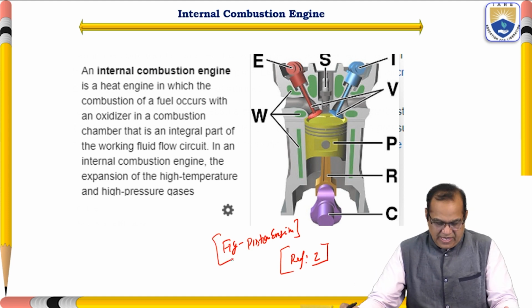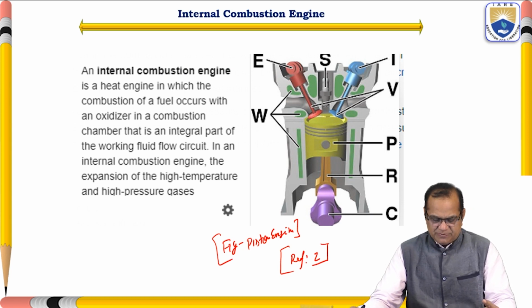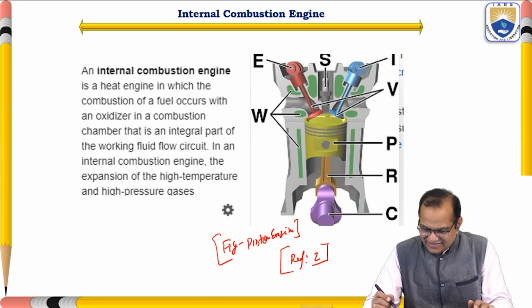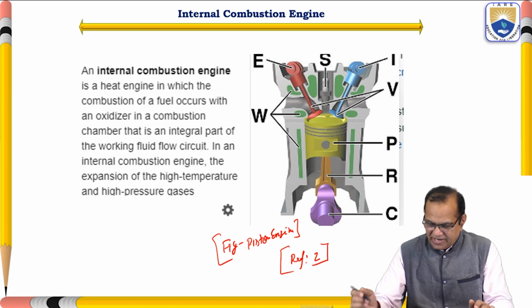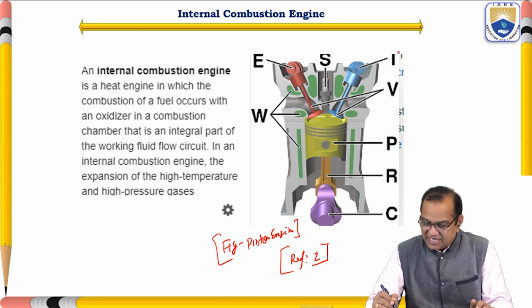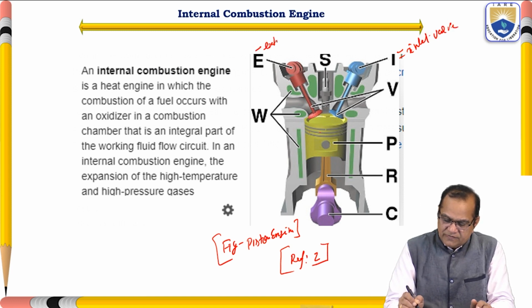So here we have this engine. In an internal combustion engine, the expansion of high temperature and high pressure gases takes place. Here I will first explain the parts. We have the piston here, then the crankshaft. This is the connecting rod. This is the inlet valve. This is the exhaust valve.